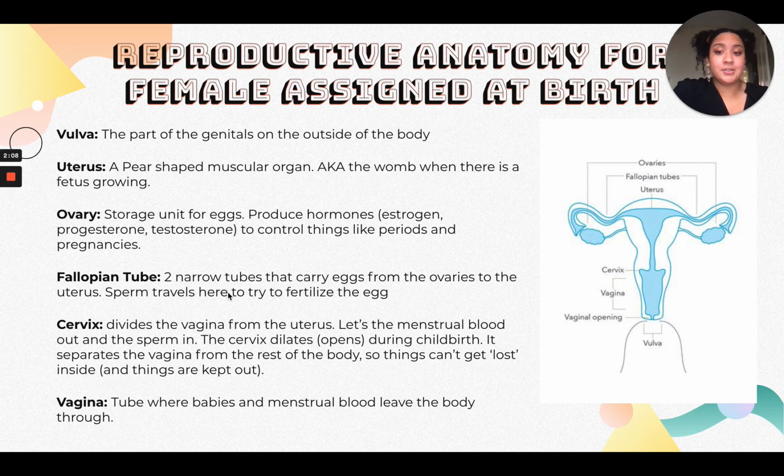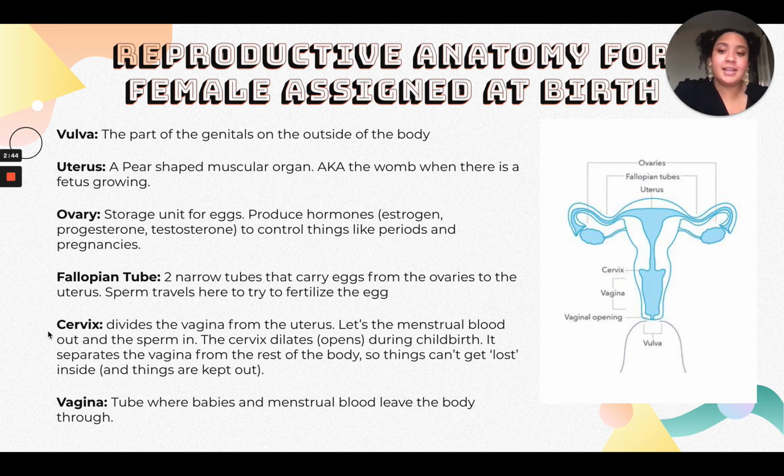Then there is the cervix. That's in between the uterus and the vagina. It divides the vagina from the uterus. It lets the menstrual blood out and sperm in. It also lets babies out. This is called labor. The cervix dilates, or opens, during childbirth, and then the child comes out. It separates the uterus from the vagina and the rest of the body so things can't get lost inside, and it keeps things out.